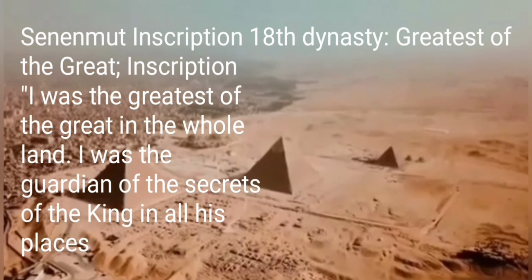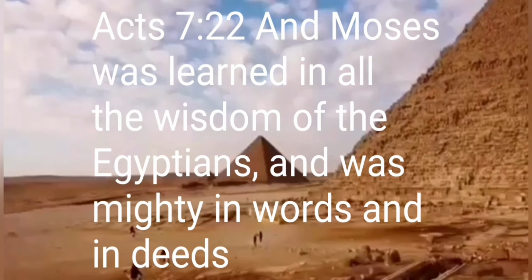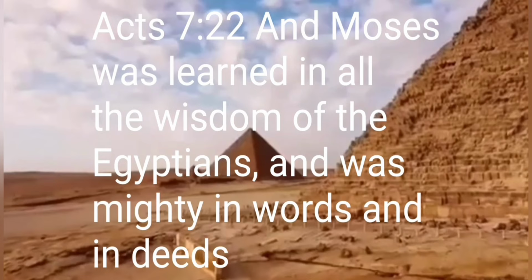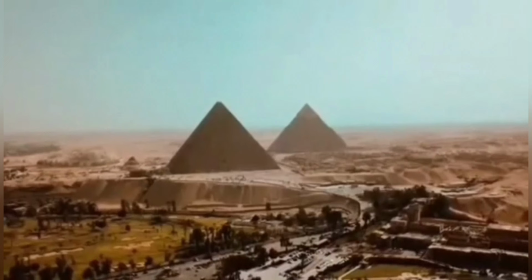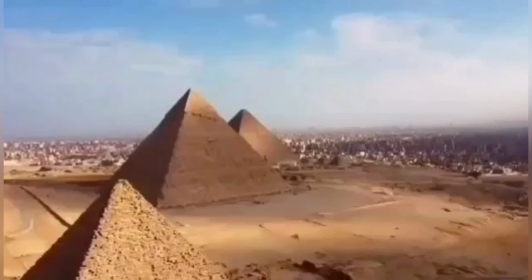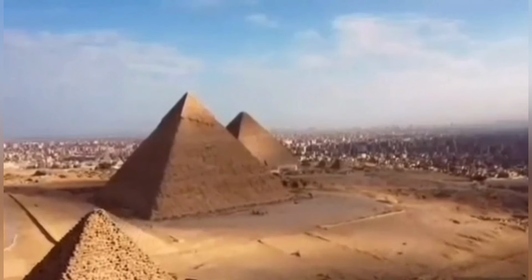This is Acts 7:22, and it says, and Moses was learned in all the wisdom of the Egyptians, and was mighty in words and in deeds. No commoner except Senimnut was reported in Egypt to be learned in all Egyptian wisdom. The Bible says Moses was learned in all Egyptian wisdom. Another perfect match.